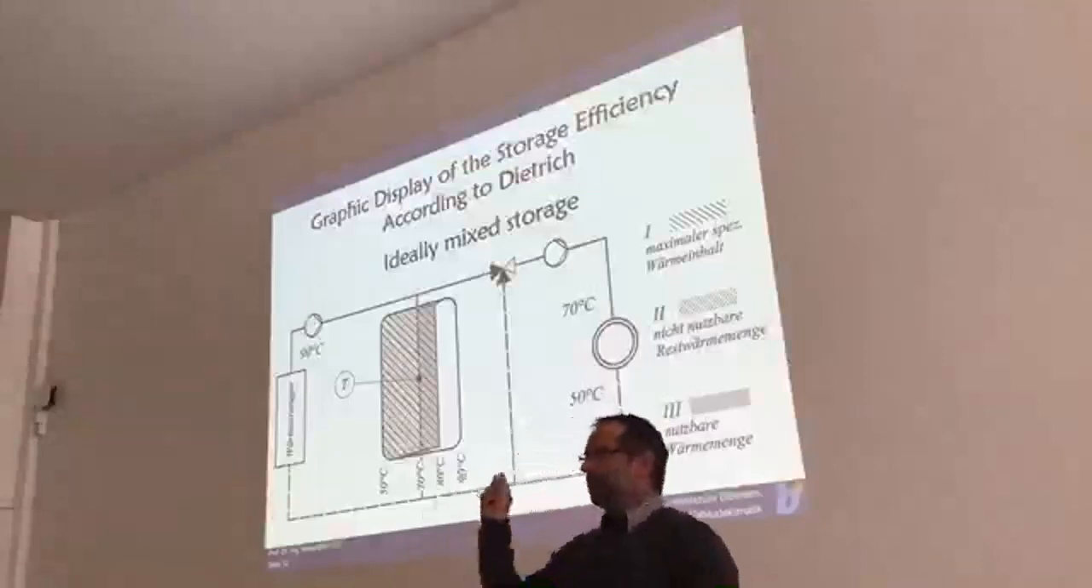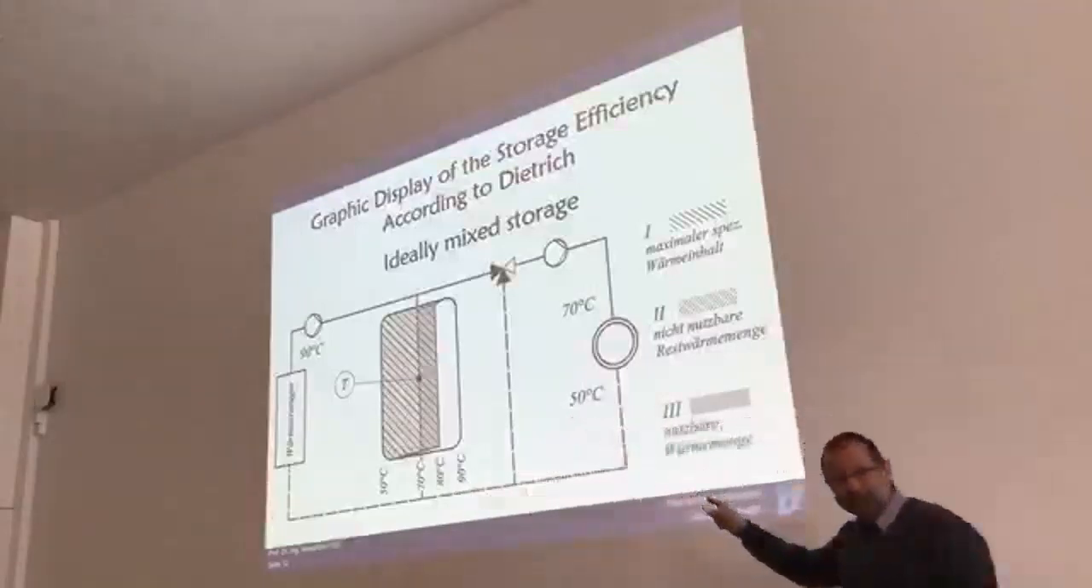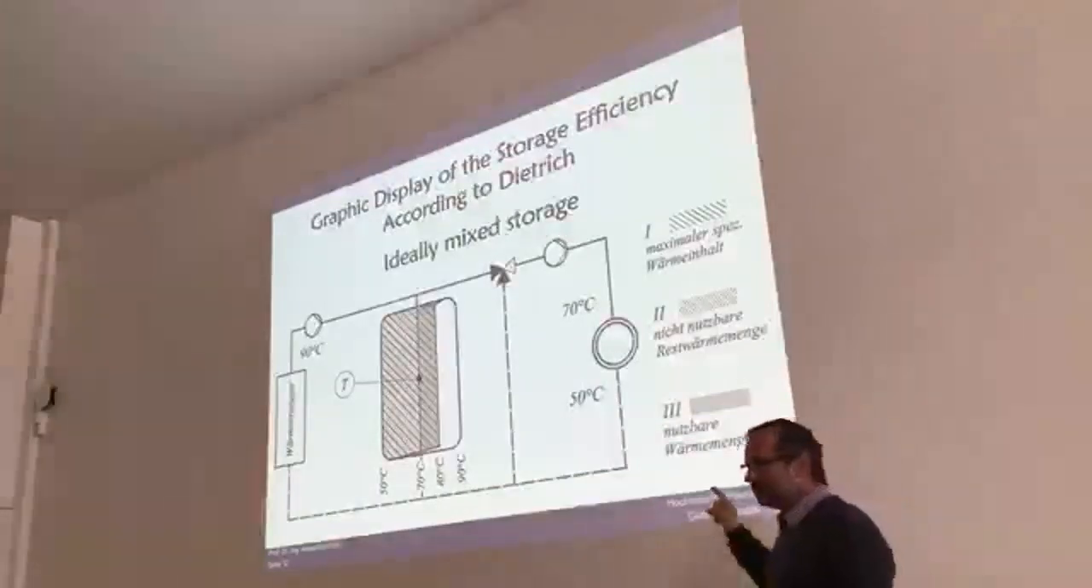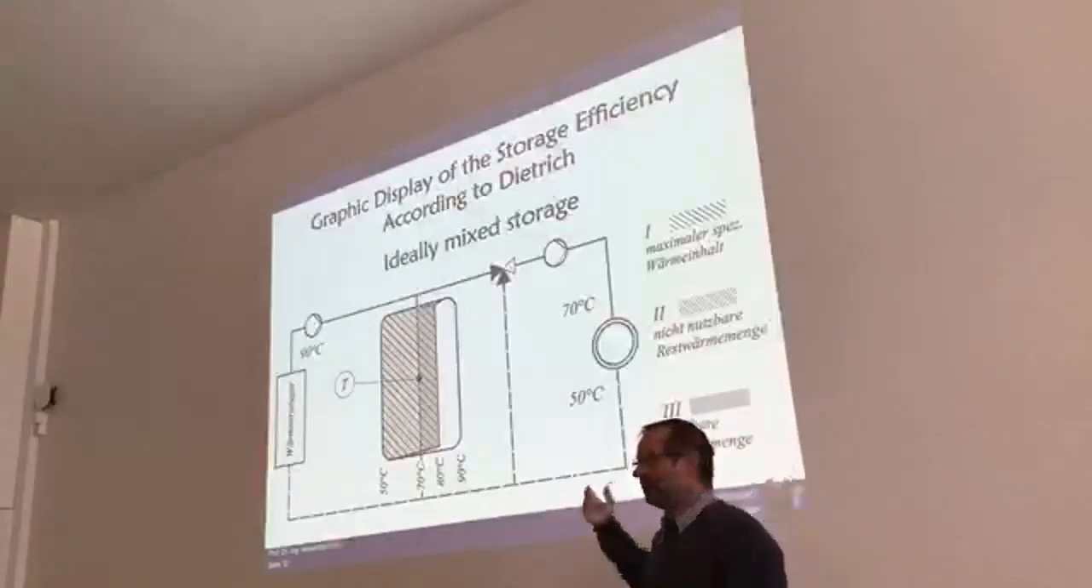So, there was one more question. How many temperature sensors do you need to tell the CHP or the generator to switch on and off? And where are you going to place that sensor?